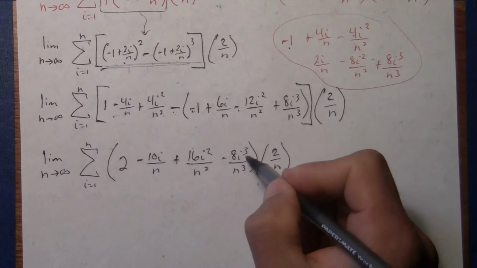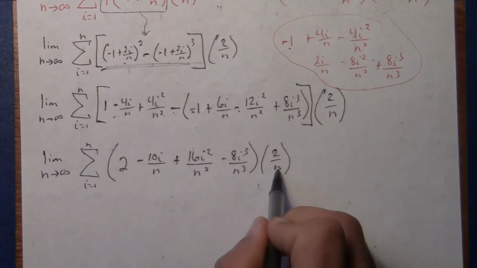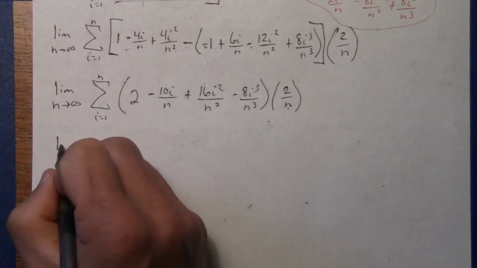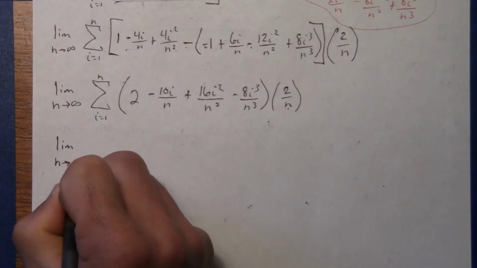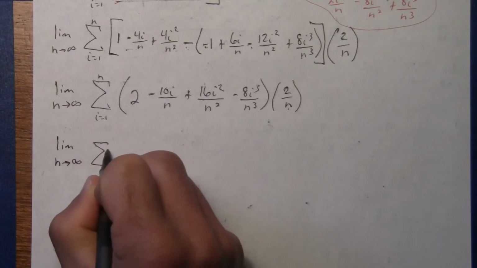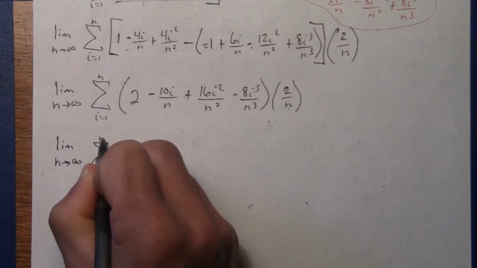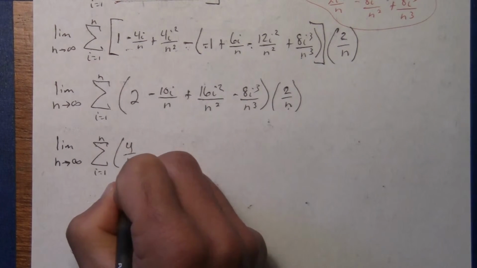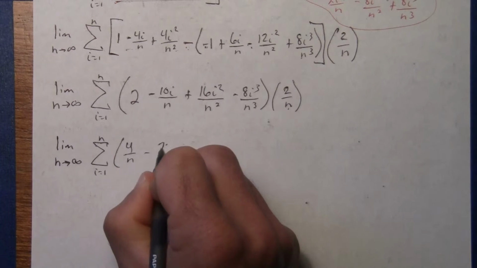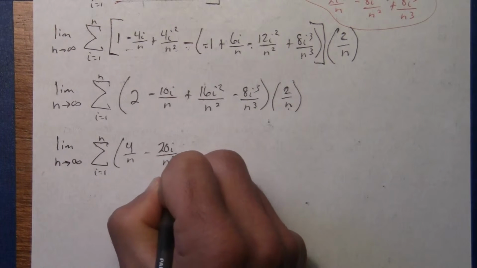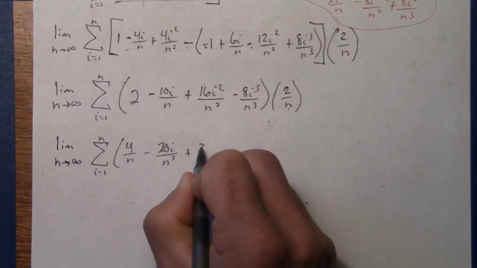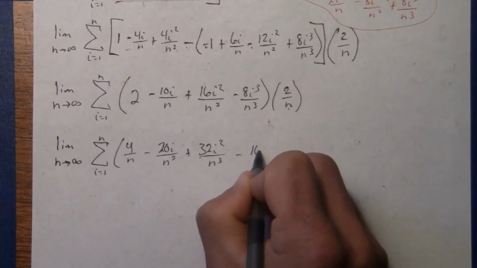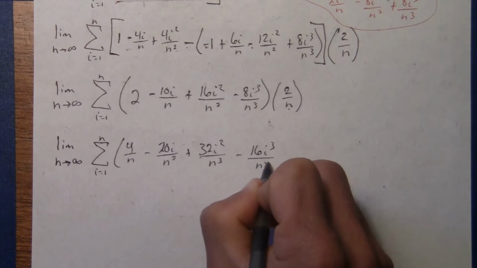And if you're worried about this exponent's not one larger, that's fine. We still have to distribute that, and that'll make that happen. Alright, now I can go back and find the limit as n approaches infinity of the sum as i goes from 1 to n of, now I'll finally distribute that 2 over n in. So now I've got 4 over n minus 20i over n squared, now I've got the exponents like I want them to be, plus 32i squared over n cubed, minus 16i cubed over n to the 4th.